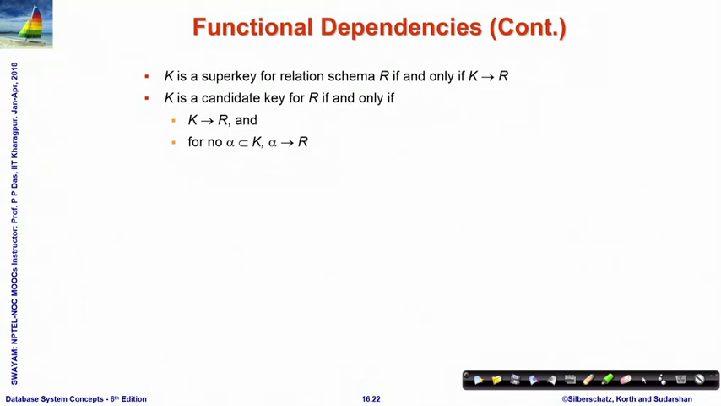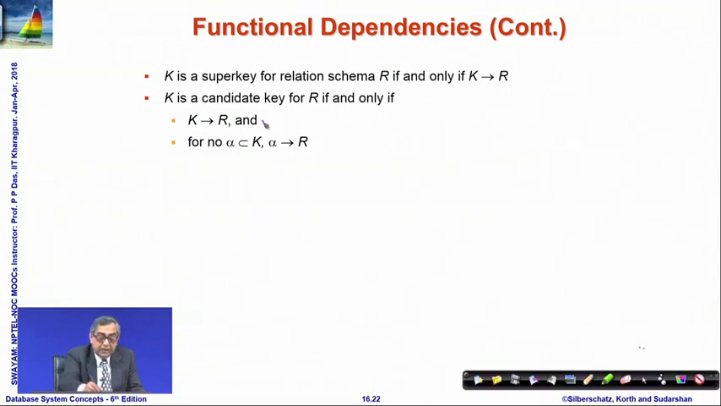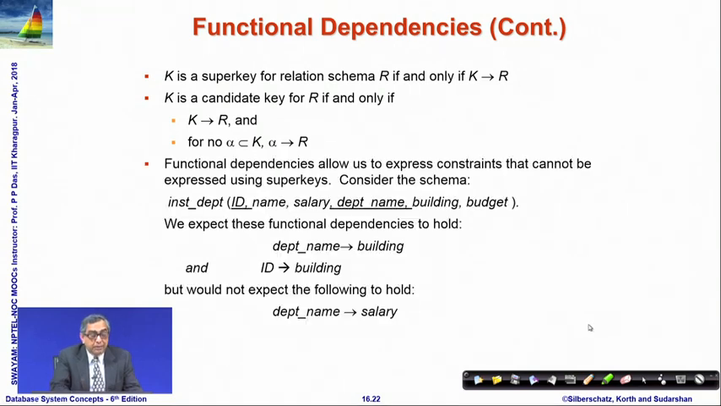So, K is a candidate key if two conditions are satisfied. The first condition says that it is a super key, that it functionally determines all the attributes, and the other condition says minimality, that there is no subset alpha of K such that alpha functionally determines R. If there exists a proper subset alpha of K such that alpha functionally determines R, then K would not be a candidate key. We will have to check for alpha. So, these two, which we had stated earlier in qualitative terms, are now mathematically established.